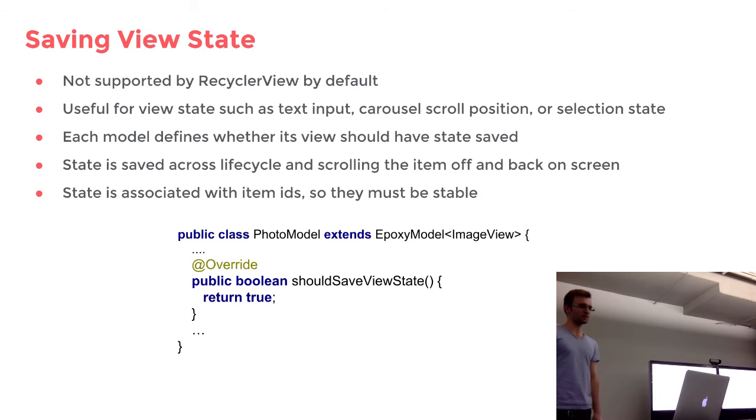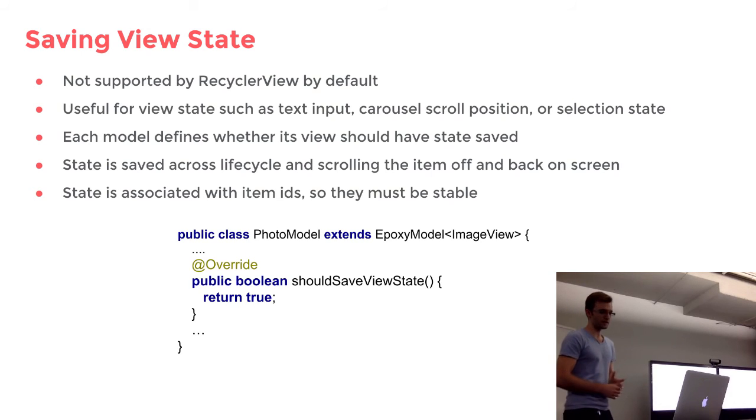Since we know that we have stable IDs, though, we can save state for you. So if you want to save a view state, you would just override this should save view state method and return true. That's all you have to do. And then what Epoxy does is when it unbinds a view, when you scroll off screen, it manually calls save state on that view, keeps it in a map to the ID of that model. And when you scroll that view back on screen or rotate the adapter and restore state, recreate the activity, then when it binds that view again, it's going to look up any pre-existing state in that map for that ID, and if it exists, it'll just restore it.